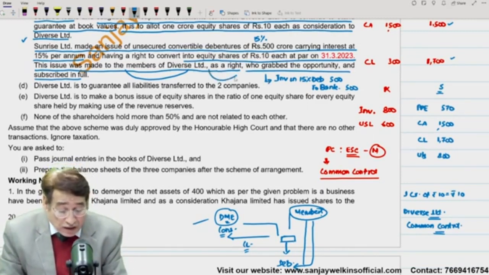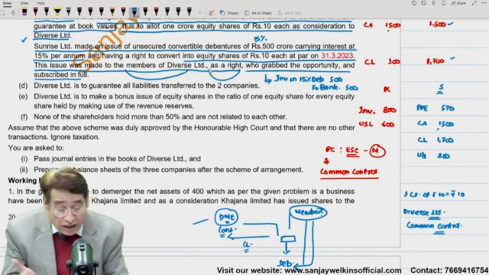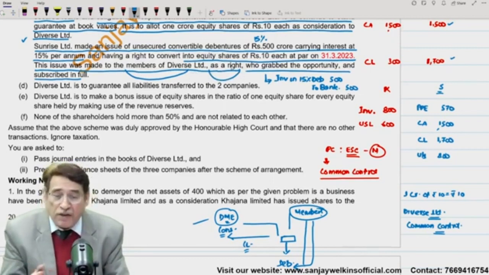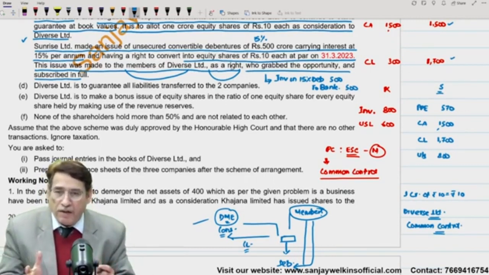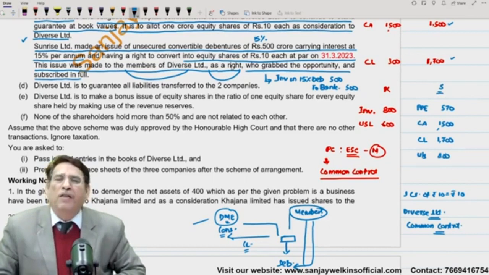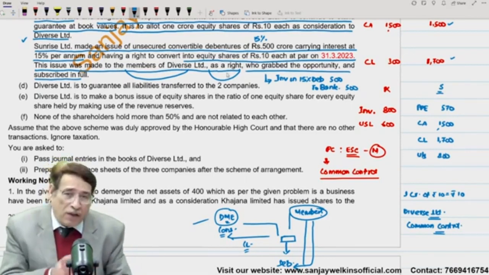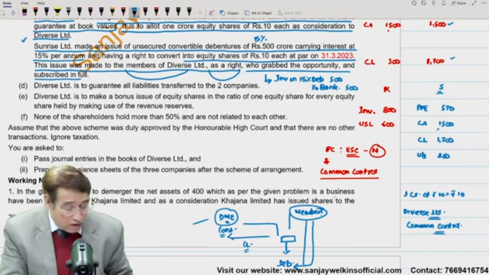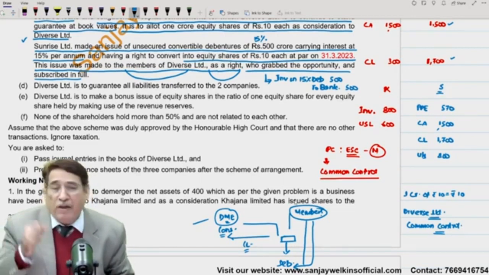Here it is written, this issue was made to the members of Diverse Limited as a right. As you have heard about what we call right share, correct? If you are the existing shareholder of a particular entity, then you have the right to actually subscribe the new share, provided the company is offering some rights issue. This right is coming to members because shares of new company Sunrise Limited are held by Diverse Limited.